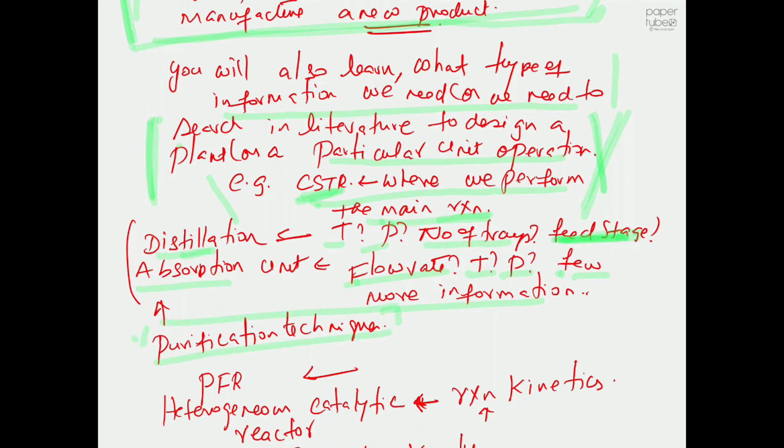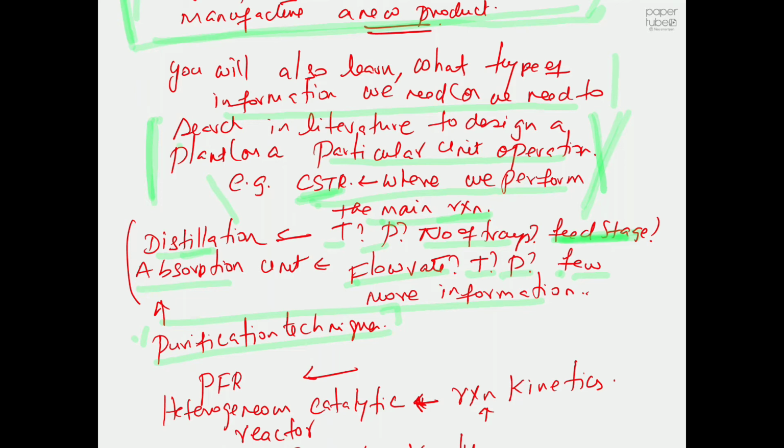Normally we perform the main reaction in the continuous stirred tank reactor, where we convert our reactants into products. Obviously our product may not be 100% pure, and if we need 100% purity, then we need to go for other operations like distillation, absorption, filtration, and so on. So if you are going to simulate the other unit operations, you need to know a lot of information. Only then can you rely on the software.